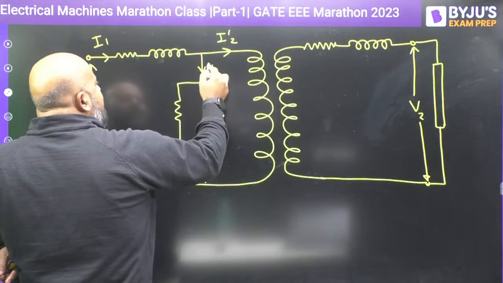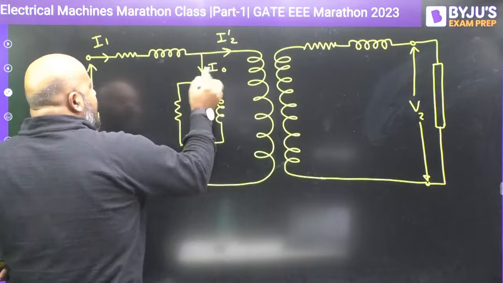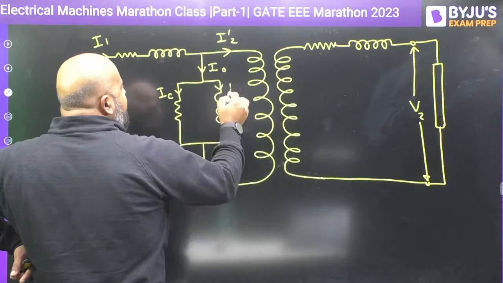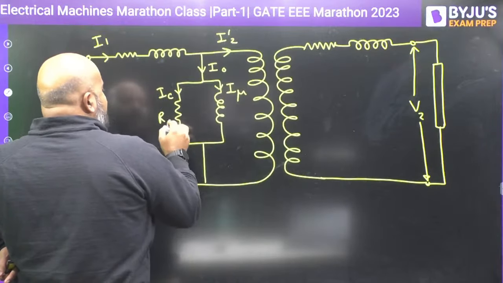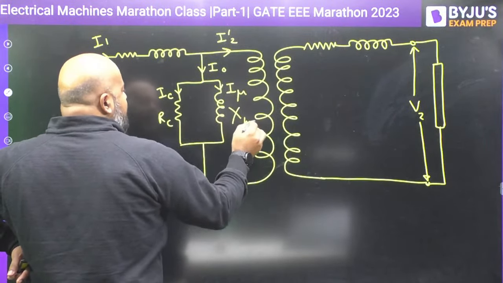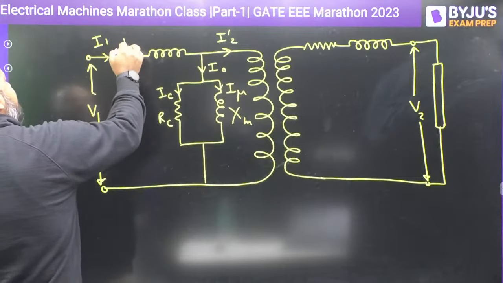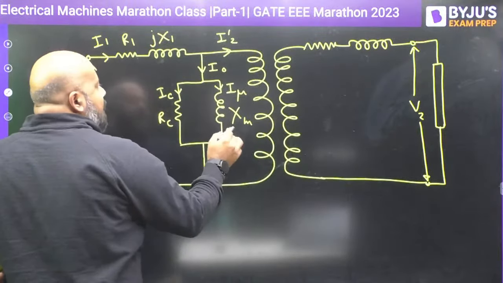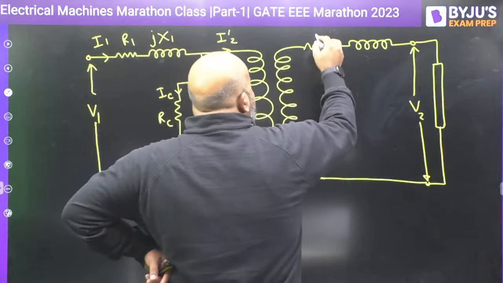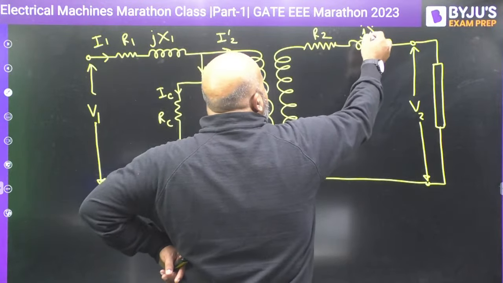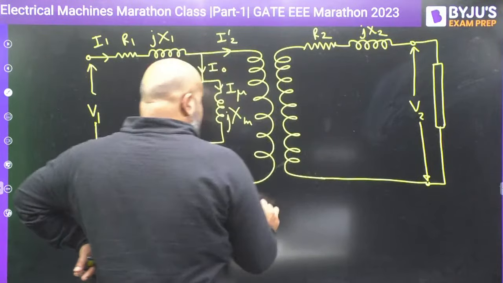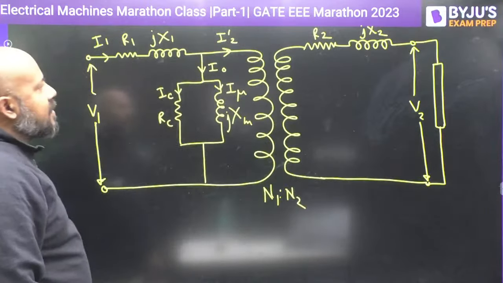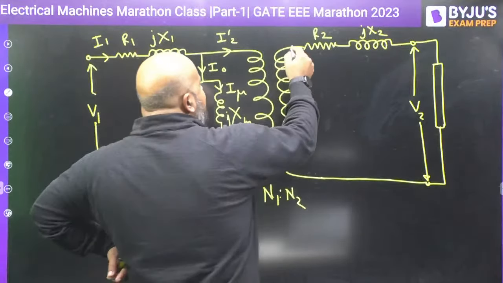This is the no load current at the primary. This I0 has two components: the core loss component and the magnetizing component. This is RC, this is XM. This is R1, this is jX1. And this is going to be R2, this is going to be jX2. And the number of turns are, suppose, N1 is to N2. Now the first thing you have to understand: the current here is going to be I2.